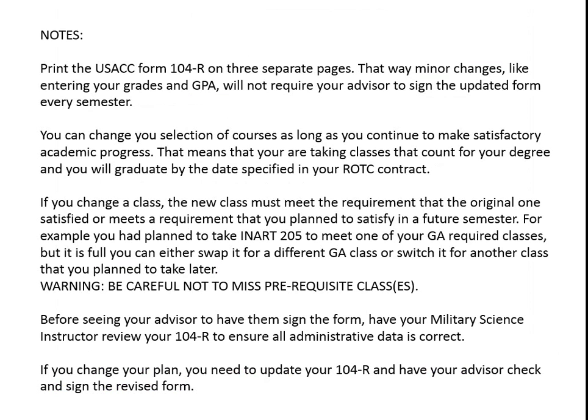Print the 104R on 3 separate pages. That way, if you have to make a minor change like entering your grades or your GPA, you will not need to have your advisor sign the updated form every semester. You can change your selection of courses as long as you continue to make satisfactory academic progress. That means you are taking classes that count for your degree and you'll graduate by the date specified in your ROTC contract. If you change a class, the new class must meet the requirement that the original one satisfied, or meets a requirement that you plan to satisfy in a future semester.